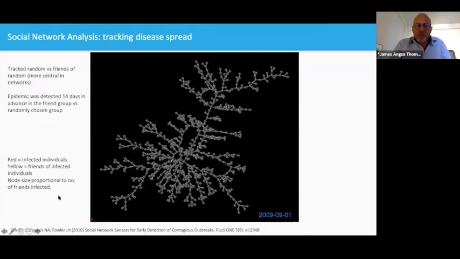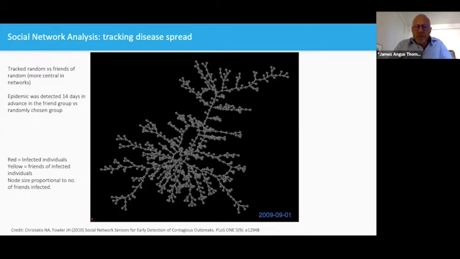So I want to give you an example of what a social network analysis, a fairly simple one, can tell us. This is a map of a dorm within a college in the US. We call them colleges in Australia. And they tracked the spread of influenza in the season through this network.